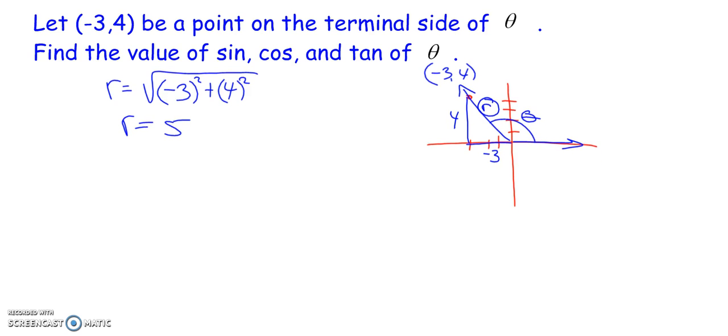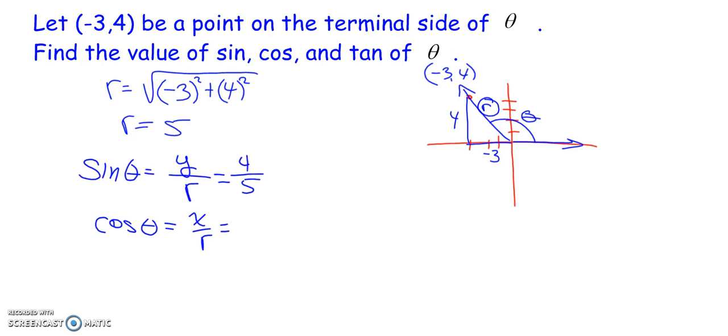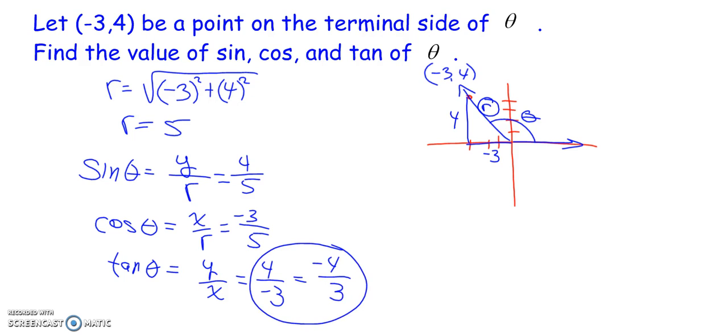Once you have this, it's just plug into the definitions from the last page. We said sine theta is equal to y over r. So that's going to be 4 over 5. Cosine theta, plug in, that's x over r: negative 3 over 5. And you've got tangent theta, also from the definitions, y over x. That one you actually didn't even need to do this work because all you needed was 4 over negative 3. There's always people who ask, what if I want to write negative 4 over positive 3? Both of these answers are good. So right there, a pretty straightforward problem.